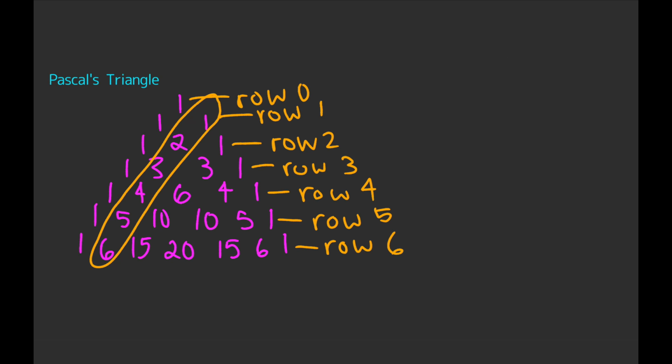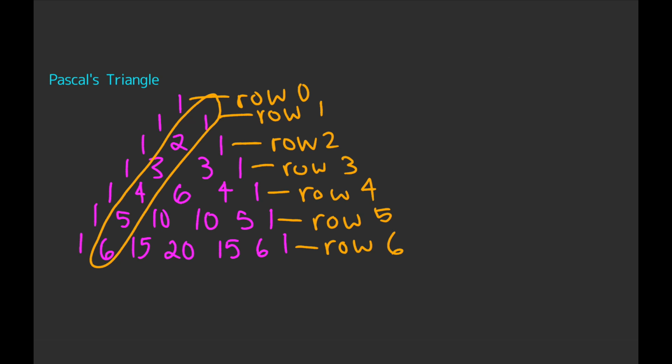Now, why in the world did we just label rows? Well, these rows are actually going to equal the power or exponent of our binomial. So if we had a binomial raised to the power of 2, we would use the numbers in row 2. Now, why are we using numbers in row 2? The actual numbers in Pascal's triangle are going to equal the coefficients of the expanded binomial. So let me actually write that out.